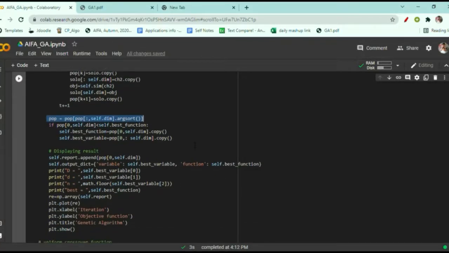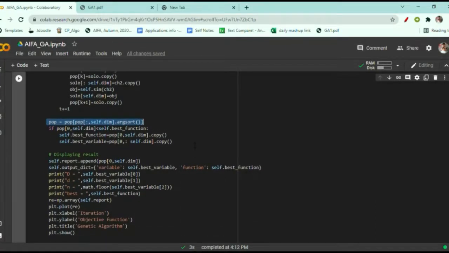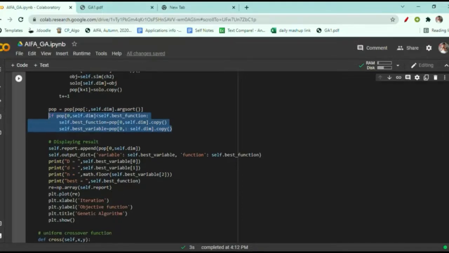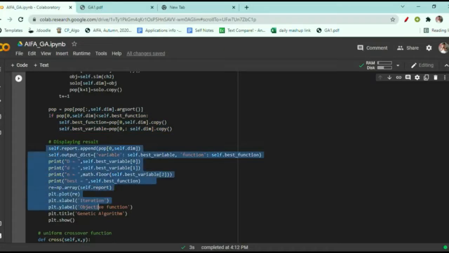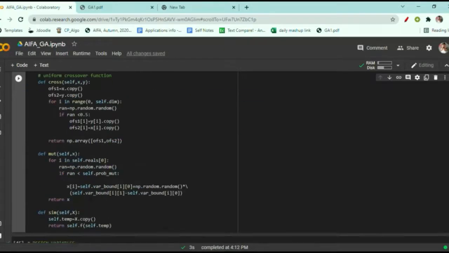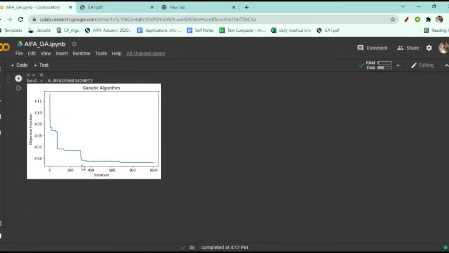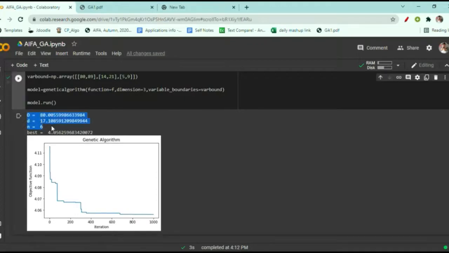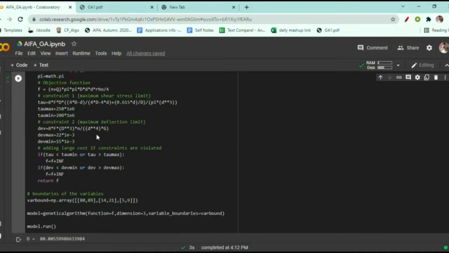After all the iterations have been completed, we are finding the global optimum, and now we are displaying the result in the form of a plot here, and the optimal values of the parameters for the best fitness function, which also satisfy these given constraints.